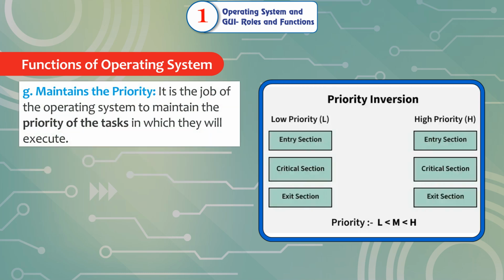G. Maintains the priority. It is the job of the operating system to maintain the priority of the tasks in which they will execute.